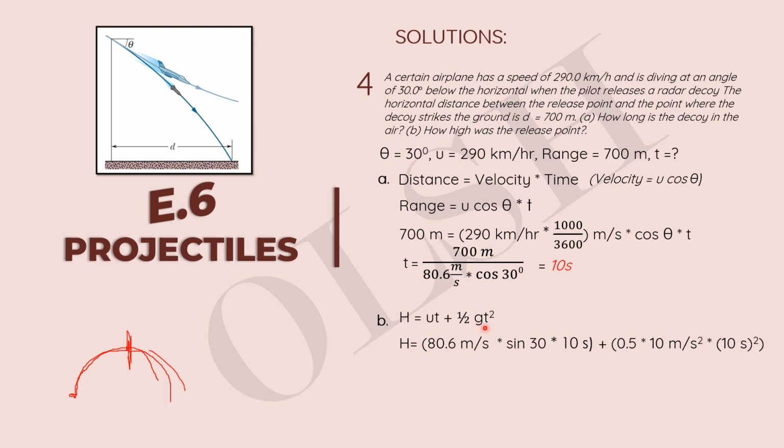If we multiply that by the time, 10 seconds, and then add half gt squared, and simplify all that, we're going to have 403 for this part and 500 for the other part. We sum that all together, and we have 903 meters.